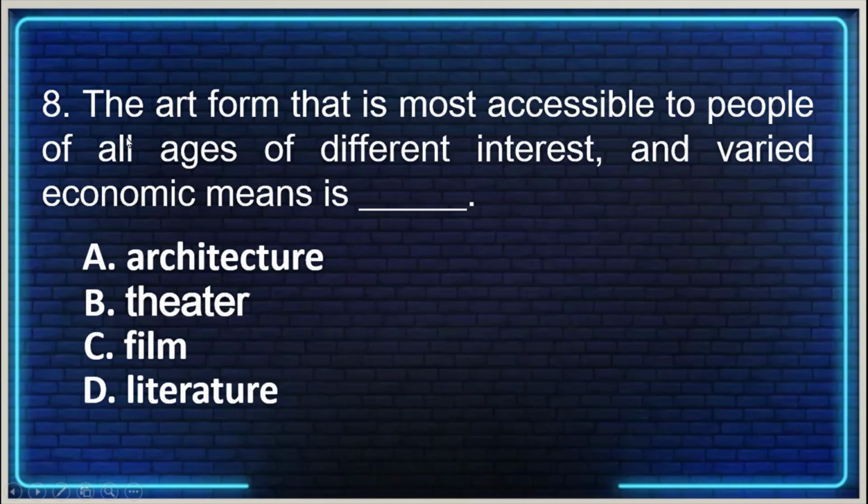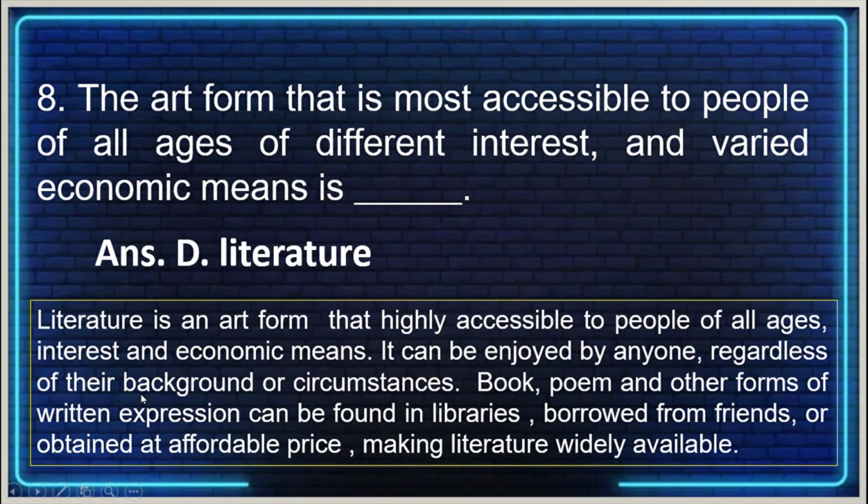Number 8, the art form that is most accessible to people of all ages, of different interests, and varied economic means is blank. A. Architecture. B. Theater. Letter C. Film. And letter D. Literature. The answer is letter D.